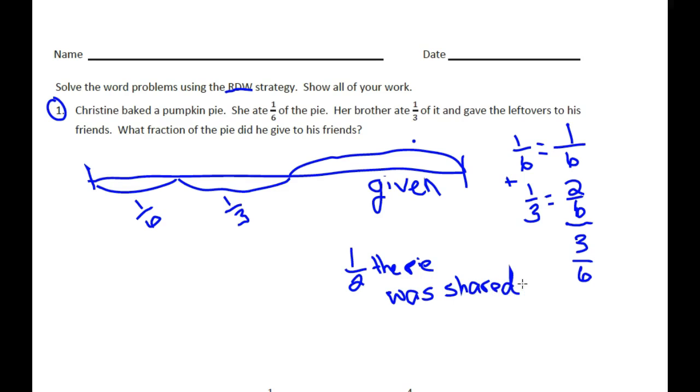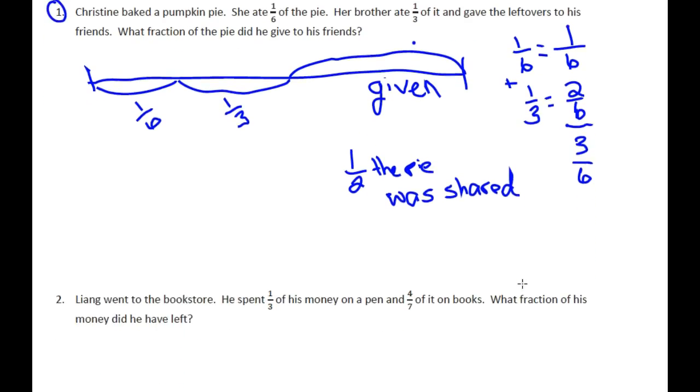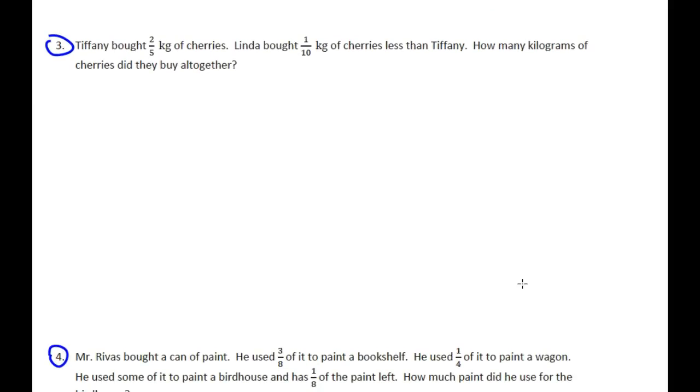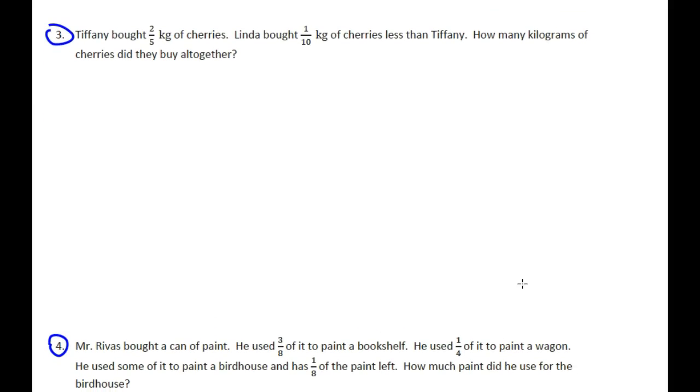Okay. All right, so now we're going to do the next one that I've chosen, which is number 3. And it says that Tiffany bought 2/5 of a kilogram of cherries. Linda bought 1/10 of a kilogram of cherries less than Tiffany. So how many kilograms did they buy all together?